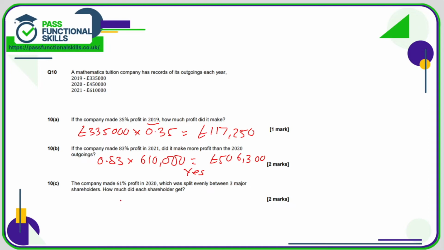And in C, if the company made 61% profit in 2020, and that was split between 3 shareholders, how much did they get each? So we're going to take the £450,000, we're going to multiply that by 0.61, and then we're going to divide whatever that is by 3, and that works out at £91,500 each.